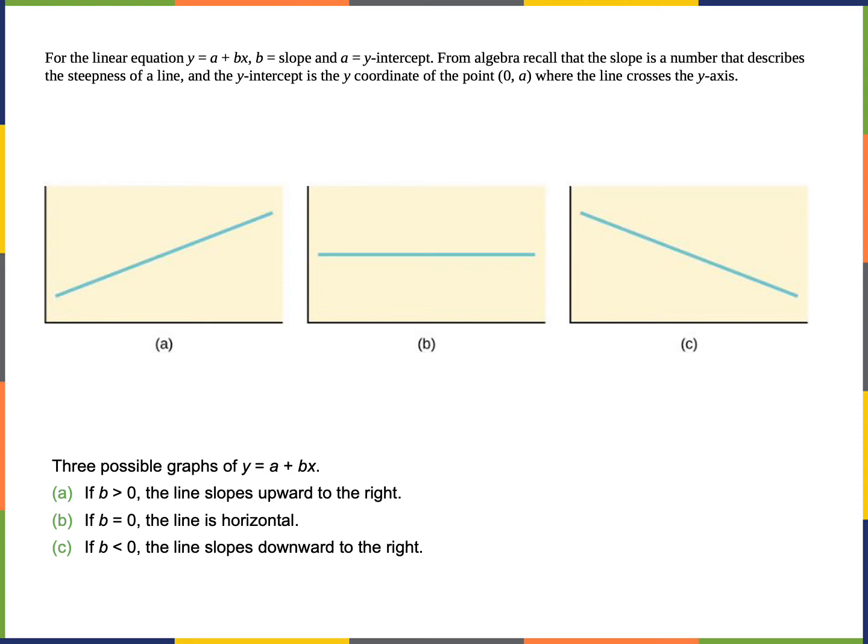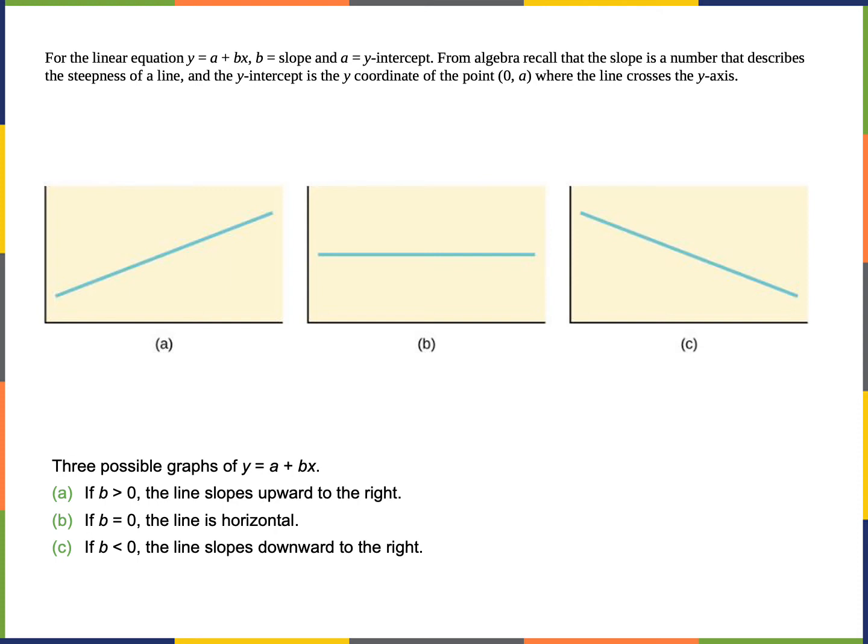Okay, so let's talk a little bit about behaviors of lines, and how can you tell if a line is going up, going down, or stays the same. So if you have an equation y equals a plus bx, in this case, the slope is b, right, because it's attached to the x, and a is the y-intercept, in other words, where it crosses the y-axis, okay? So if you remember from algebra, slope is a number that describes how steep a line is, and the y-intercept is the coordinate of the point where the line crosses the y-axis.